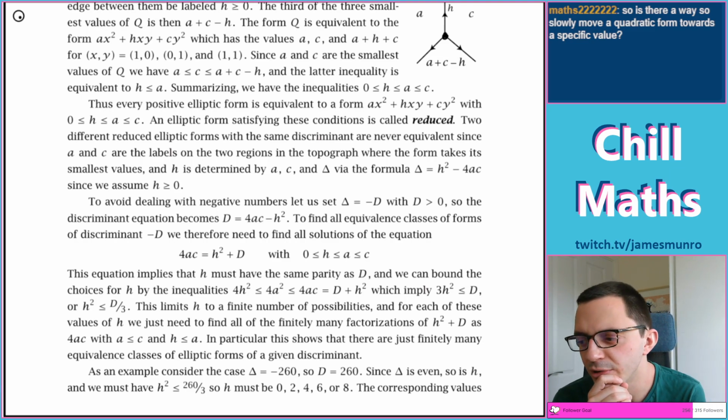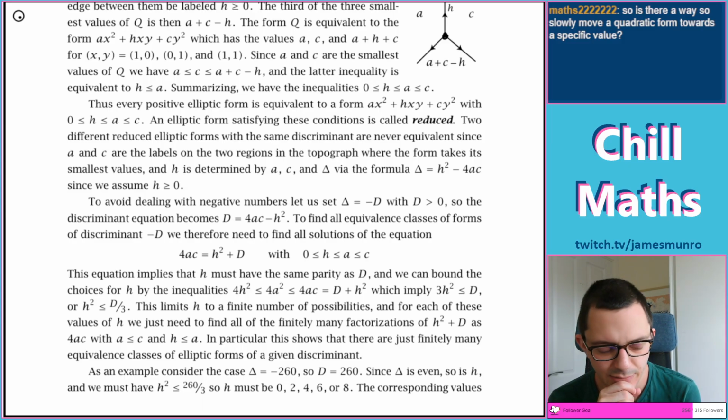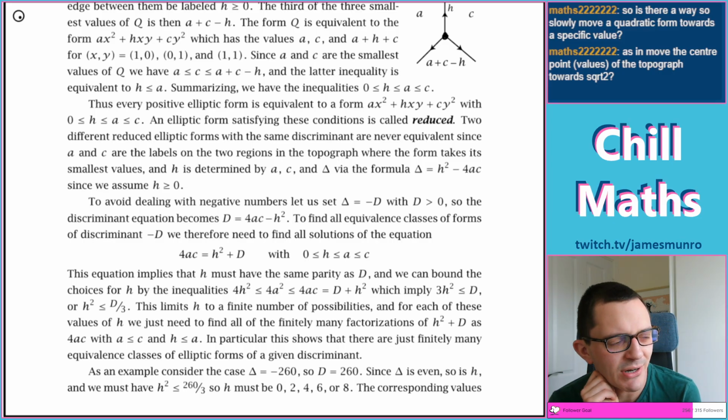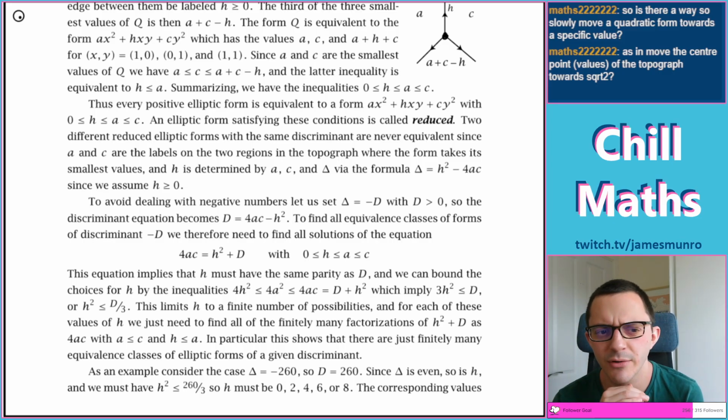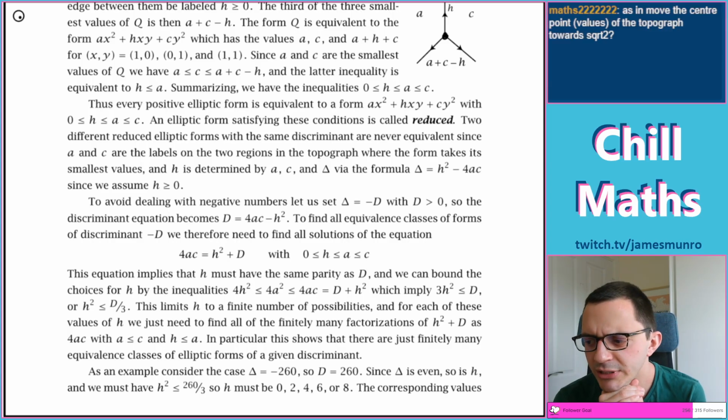Is there a way to slowly move a quadratic form towards a specific value? I don't know what moving a quadratic form means. If you have a value in mind that you'd like your quadratic form to take, then I'm going to find out in a second whether or not it takes that value. I suppose what's the strategy going to be? Something like, think about the minimum value, look nearby, work your way outwards, or find the separator line and work your way outwards from there. It's periodic, so it should be okay.